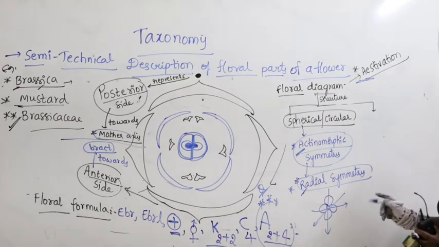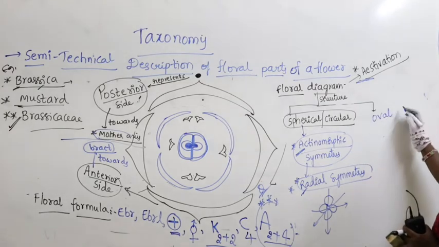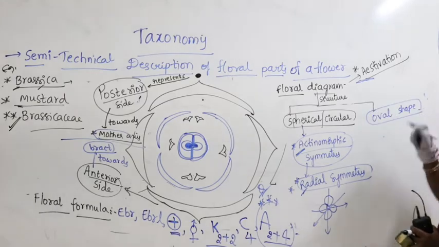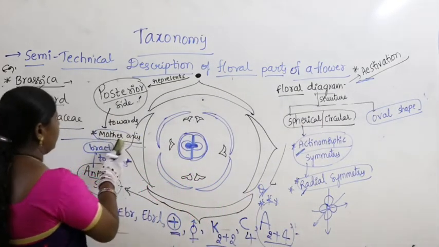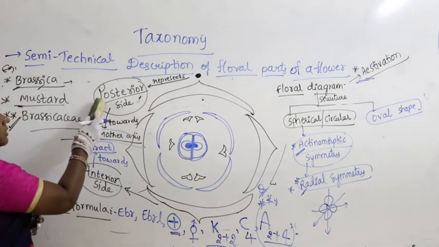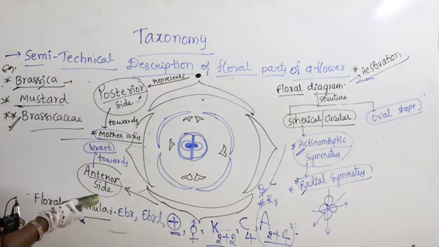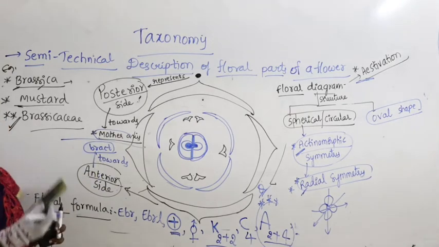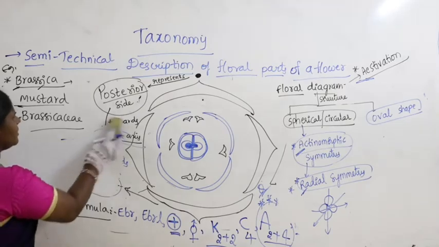Suppose you find the floral diagram somewhat oval in shape. Here I am just erasing this. So this point is very important. The dot represents the posterior side, which is towards the mother axis; always remember this point. And the anterior side is towards the bract. Whenever the flower has a bract, that always represents the anterior side.